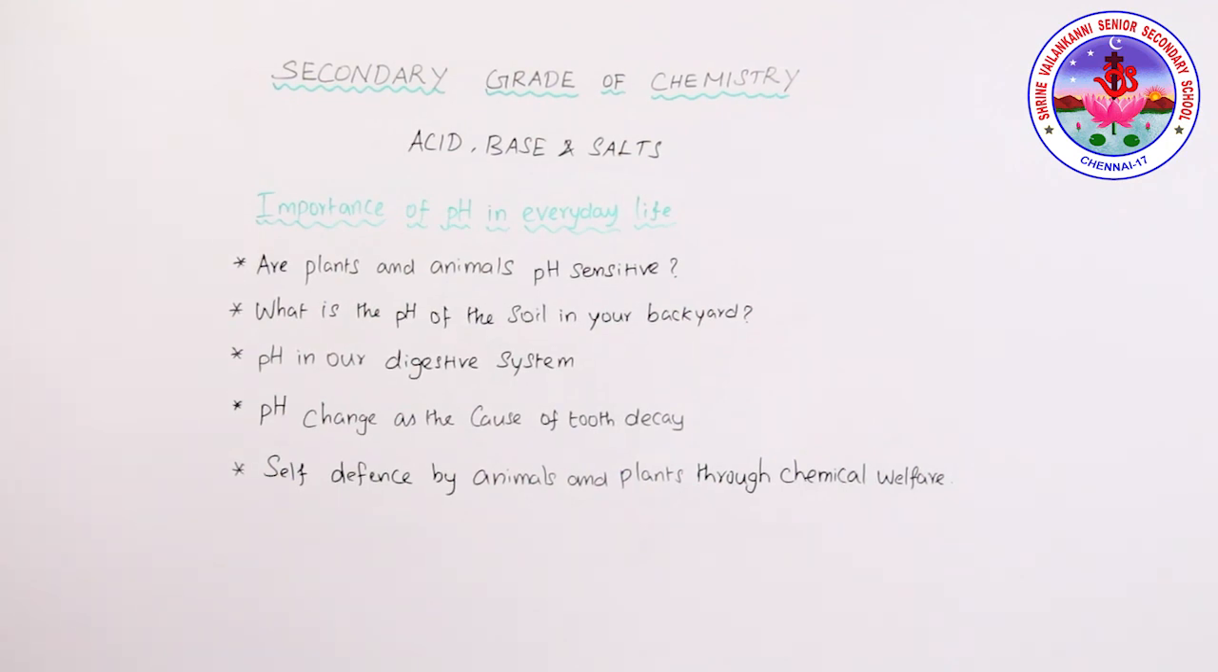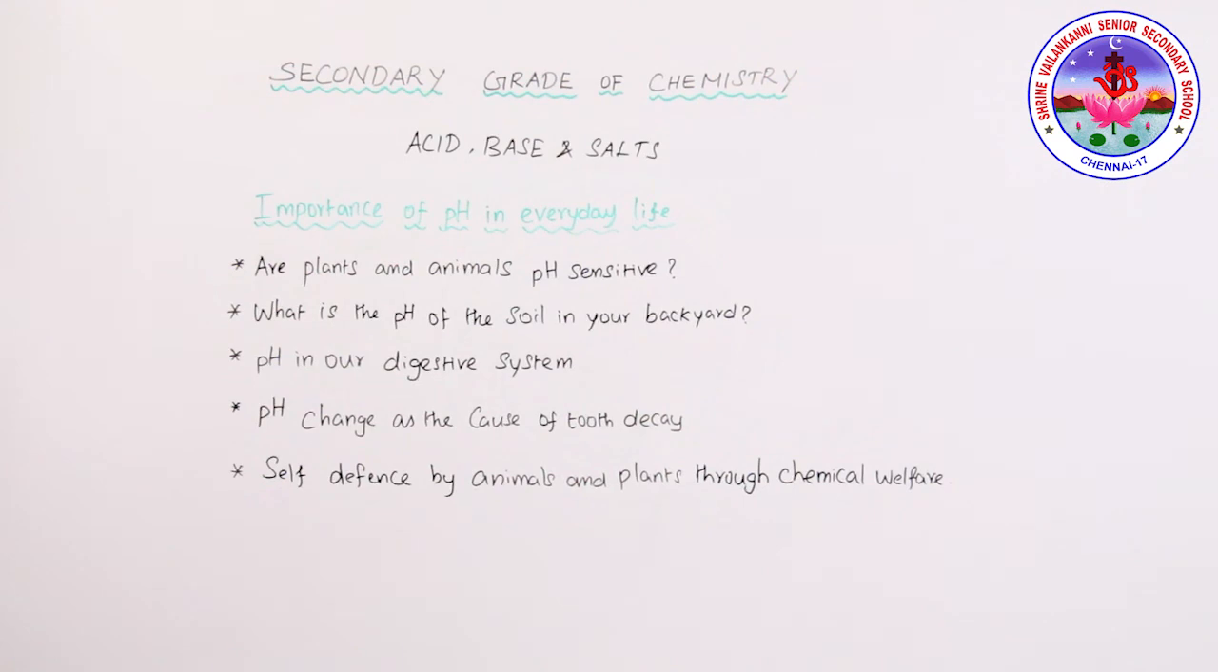Then the last one is self-defense by animals and plants through chemical warfare. Have you ever been stung by a honeybee? A bee sting leaves an acid which causes pain and irritation. Use of a mild base like baking soda on the stung area gives relief. The stinging hair of nettle leaves injects methanoic acid, causing burning pain. So these are the things showing the importance of pH in everyday life.